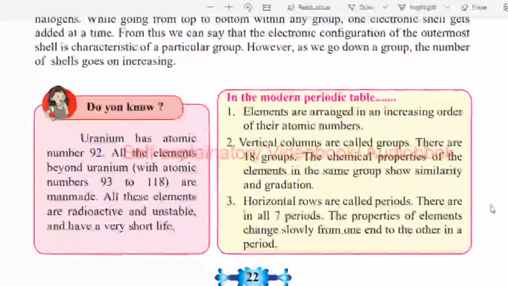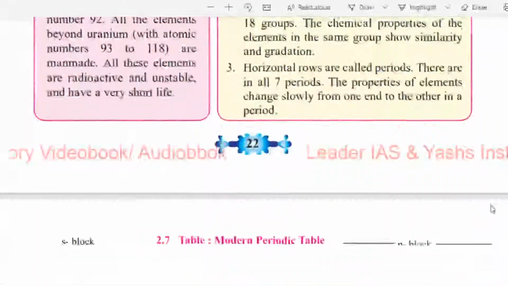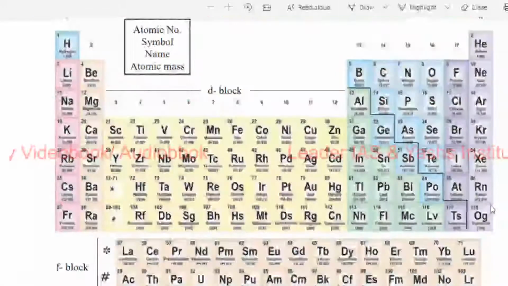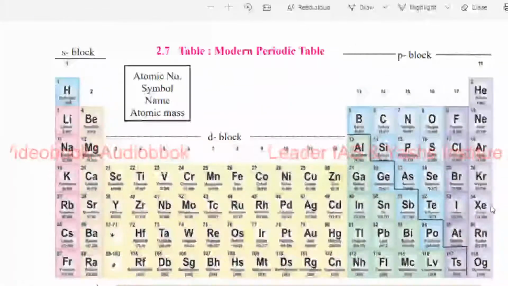atomic numbers. Vertical columns are called groups. There are 18 groups. The chemical properties of the elements in the same group show similarity and gradation. Horizontal rows are called periods. There are in all 7 periods. The properties of elements change slowly from one end to the other in a period. Box closed. See the picture of the modern periodic table.